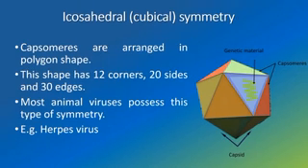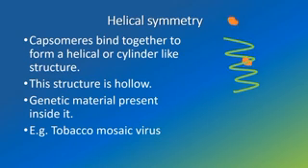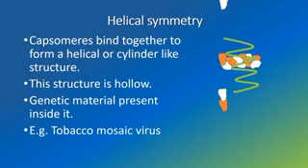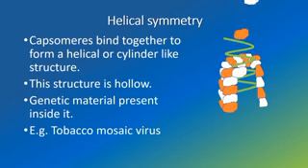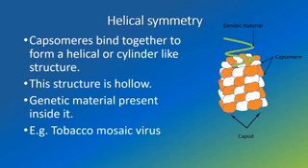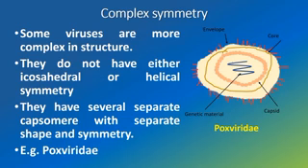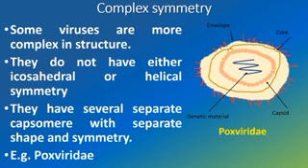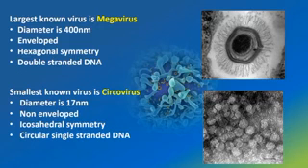For example, herpes virus. The viruses are helical when the capsomeres bind together to form a helical or cylinder-like structure, known as helical symmetry. This structure is hollow and the genetic material is present inside it. For example, TMV or tobacco mosaic virus. And the third one is complex symmetry. Some viruses are more complex in structure. They have neither icosahedral nor helical symmetry. They have several separate capsomeres with separate shape and symmetry. Example: pox virus. The best example of complex symmetry is the pox virus.